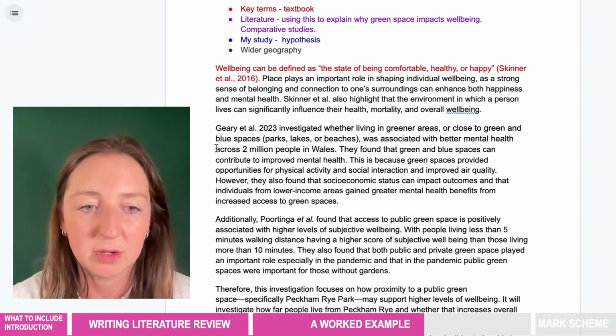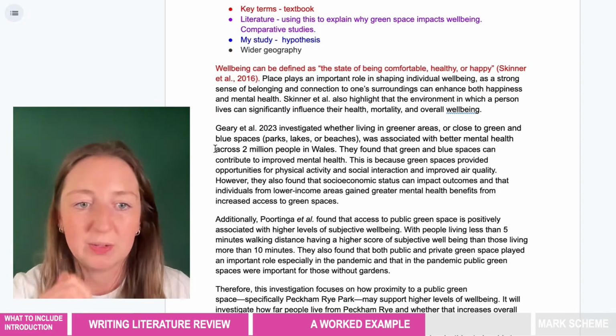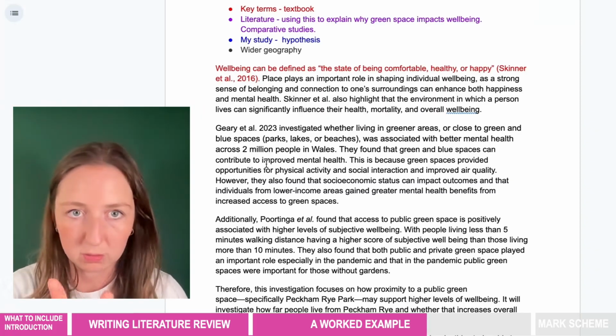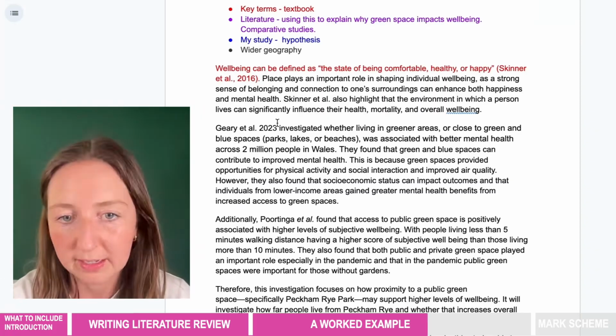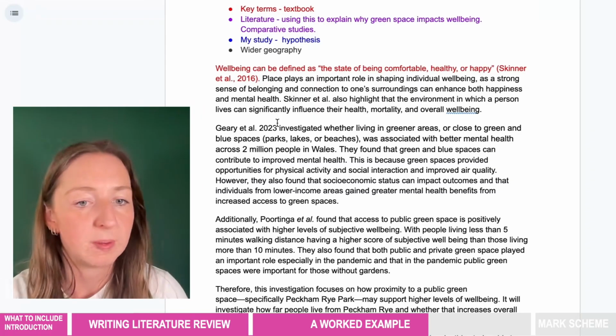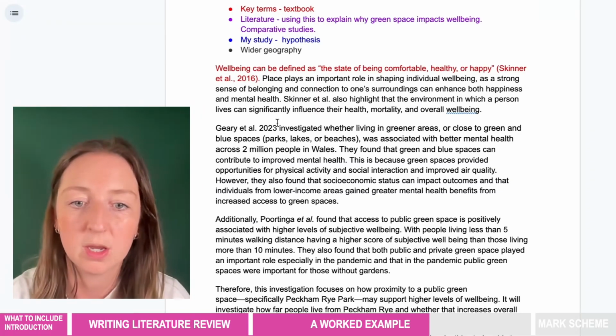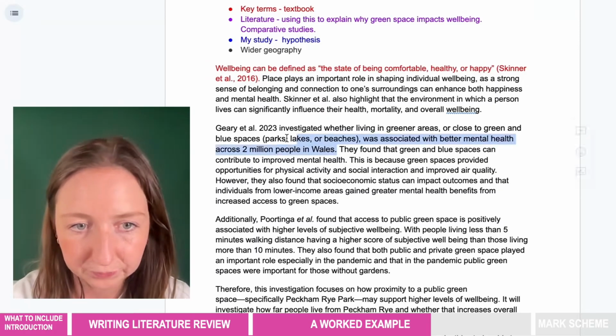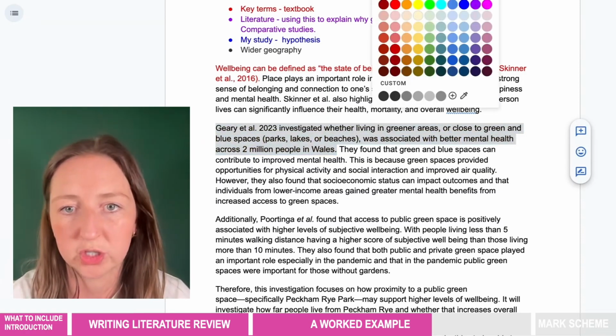So here I'm going on to my literature. So Geary et al. 2023. This is the one I just recently spoke about. They investigated whether living in greener areas or close to green and blue spaces, parks, lakes or beaches was associated with better mental health across 2 million people in Wales. So I'm starting to talk about the literature.